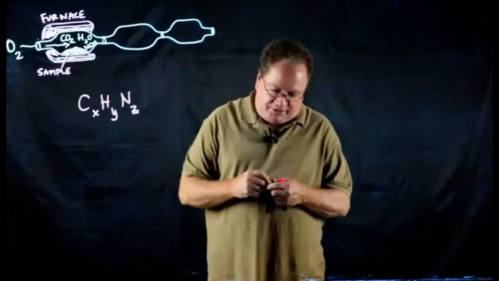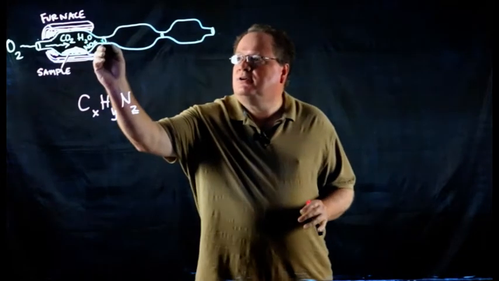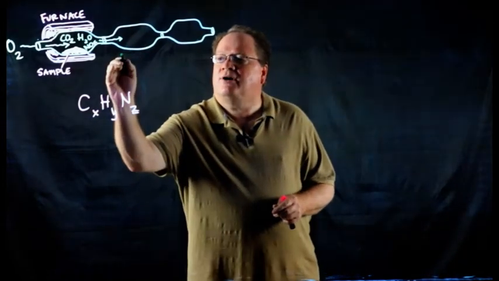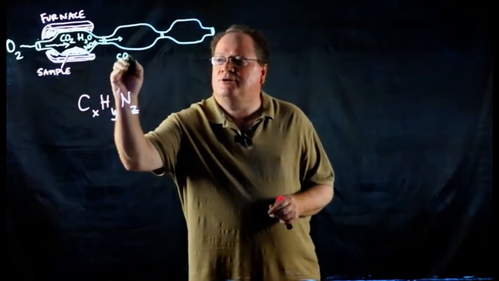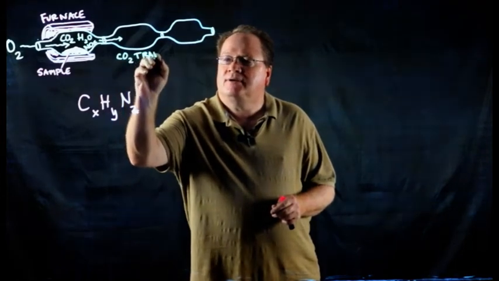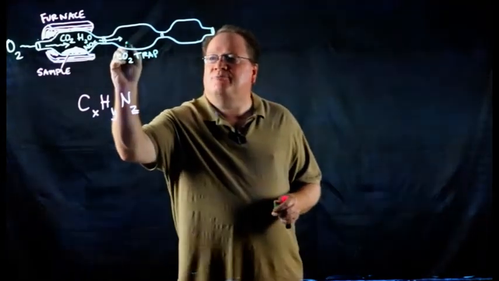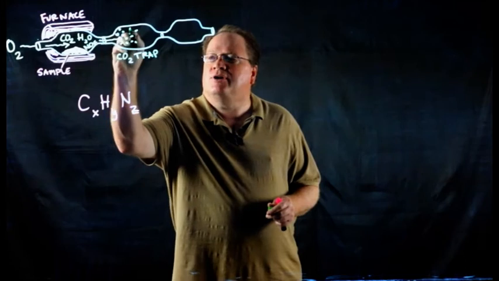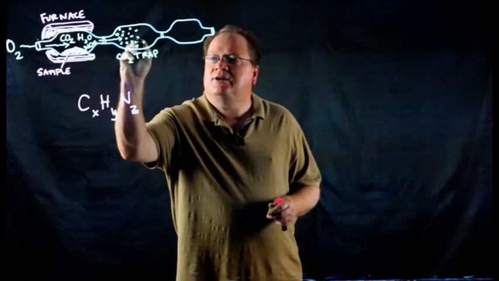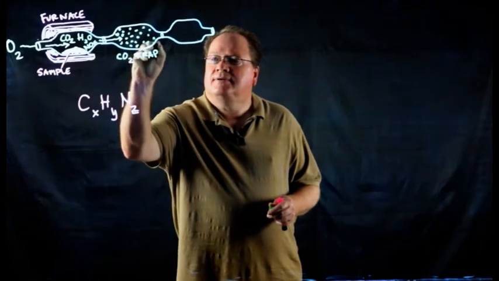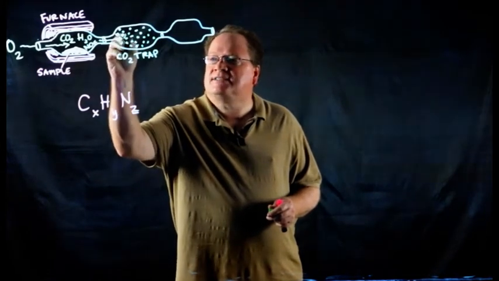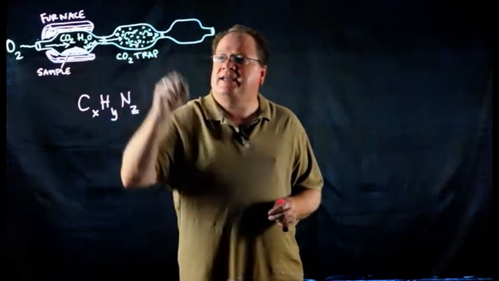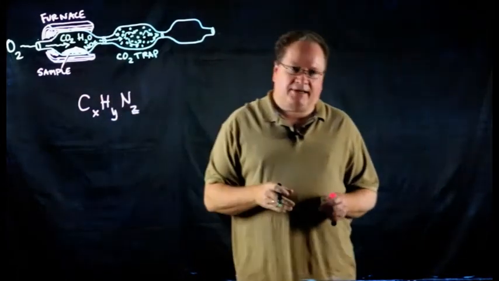So these gases that are generated during combustion make their way into this next tube. And this is what we would call a carbon or a CO2 trap. You will put in some beads, usually, a series of beads that have a chemical that will react with CO2 and absorb it. As this gas makes its way through here and comes into contact with these beads, they're going to pick up any CO2 that runs through here.